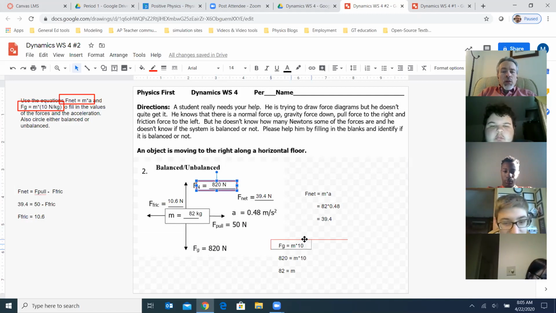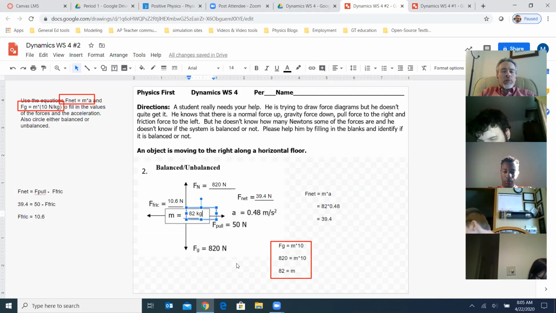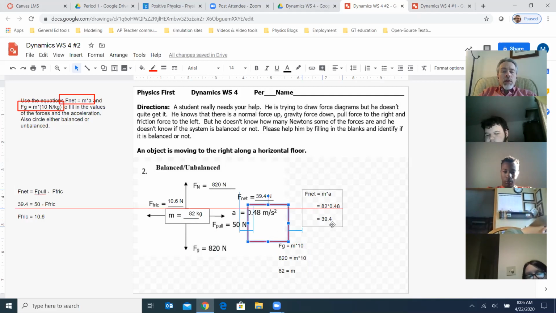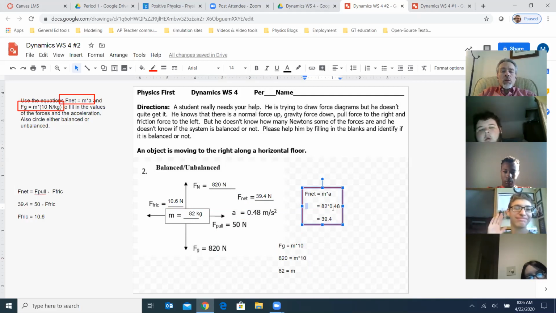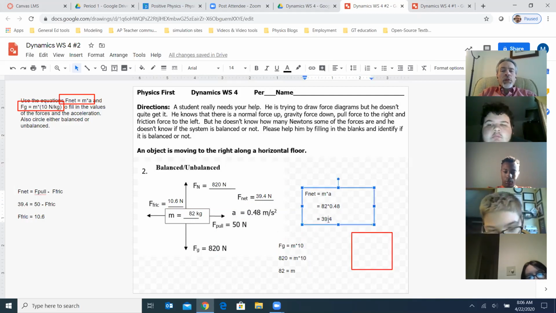And then the next thing I used was Fg equals mg, or m times 10, because that's the equation I have over here. And I know what the weight is, it's 820. I plugged in and figured out what the mass was. Then after that, I know what the acceleration is as well. So what I did next was the net force calculation. So F net equals ma. So I have 82 times 0.48, and I got 39.36. I just rounded to 39.4. So the net force is 39.4.